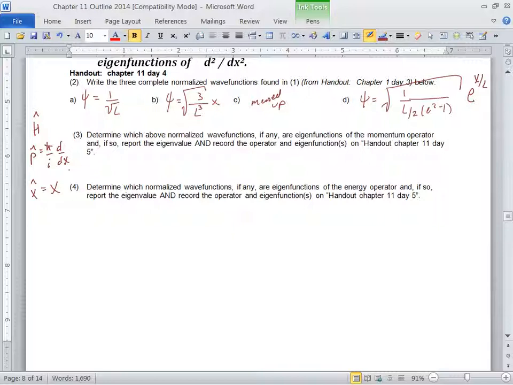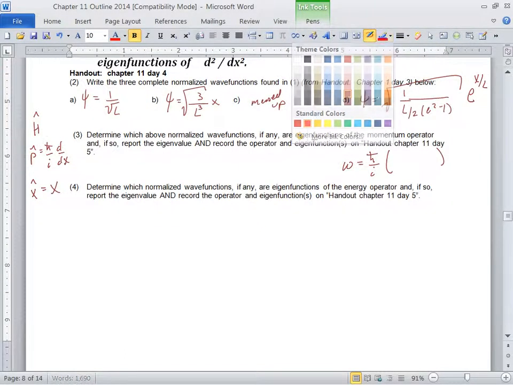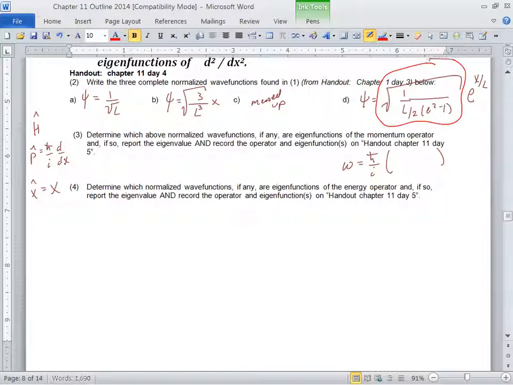So you should end up with, you'll have an h bar over i there for sure. You'll have that whole thing there. And then you take the derivative of that, you should get a 1 over L. Shouldn't you end up with that as your eigenvalue? Oh, but you want to get the function back, and the function includes that. So you wouldn't include that.